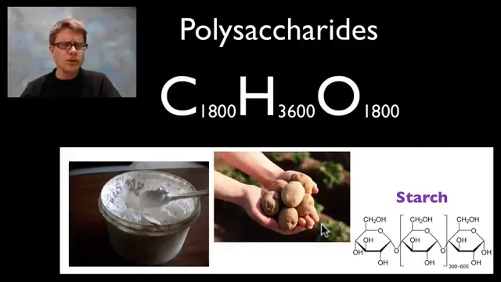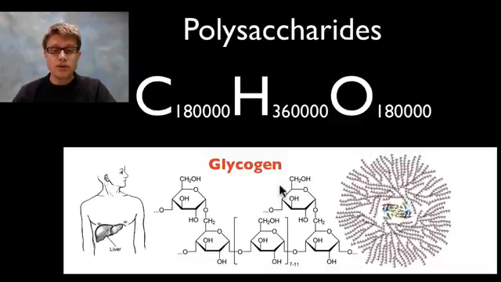Now, why are plants doing this? Why are they making these large molecules? They're storing energy in the starch molecules, so they can use it by chopping it down into individual monosaccharides. Now, can we do that? You bet. We've got glycogen.